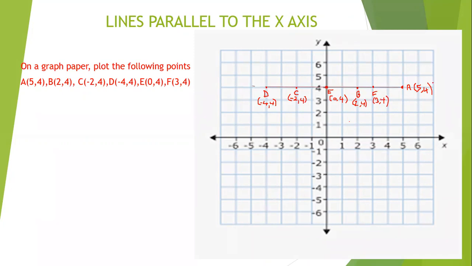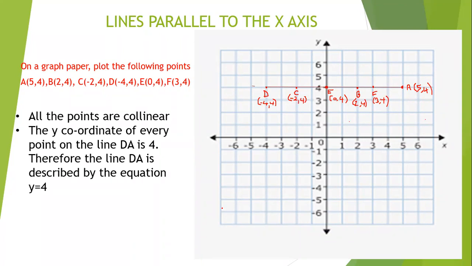Right? Can you see this line? DA. So what can you notice about these points? All the points are collinear. If you see it carefully, all the points are collinear. Second, the y coordinate of every point on the line DA. Can you see D over here and A over here? So the name of this line is line DA. So the y coordinate of every point on this line is 4.